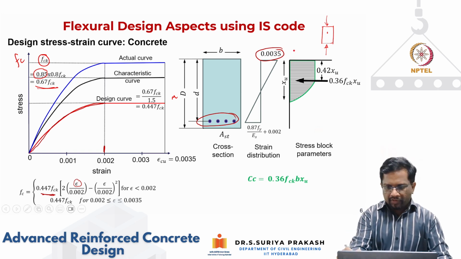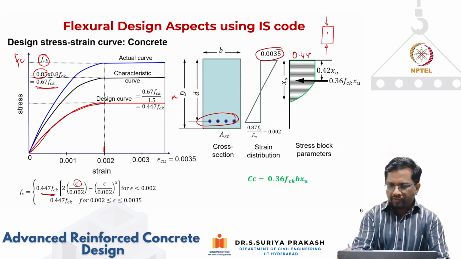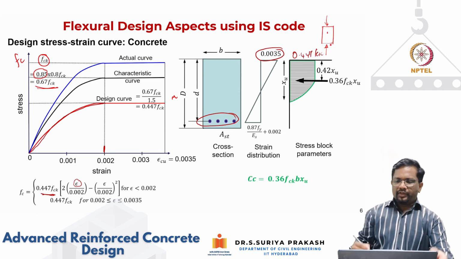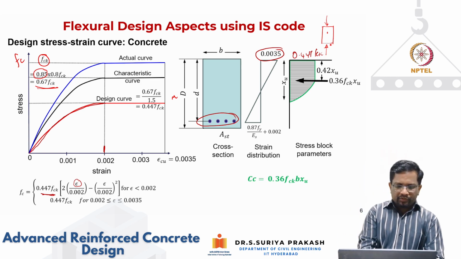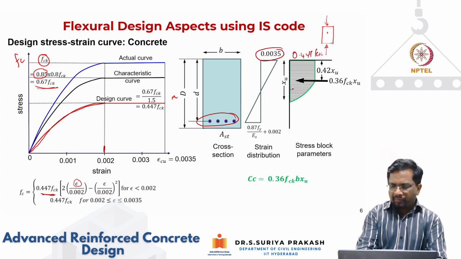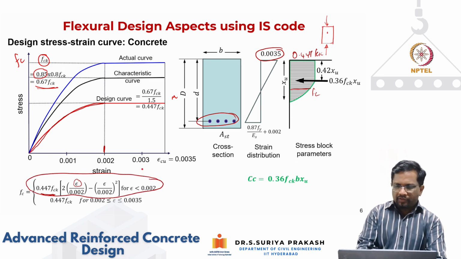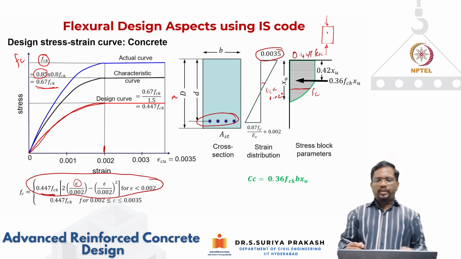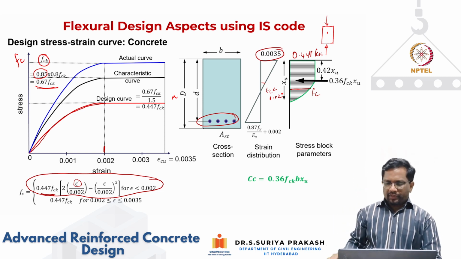So at this location, I am going to have 0.447 fck. As you go along, the stress will change in proportion to this. When you have a strain at this point, for example, the stress fc, I have to follow this relationship, because at this location I know that epsilon c is less than 0.002, so you have to use the parabolic curve. That is what the code is giving here.